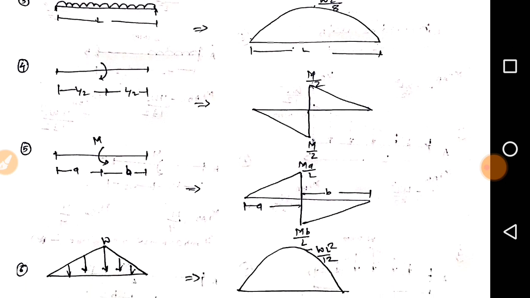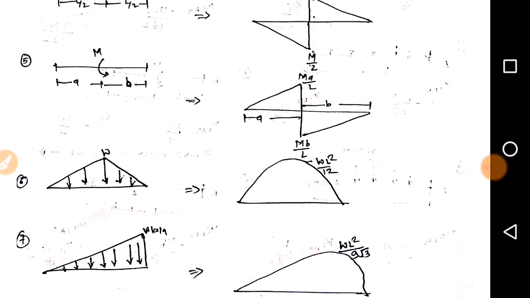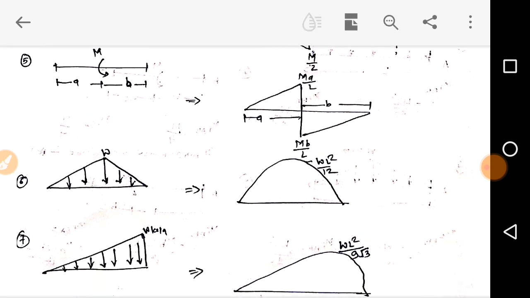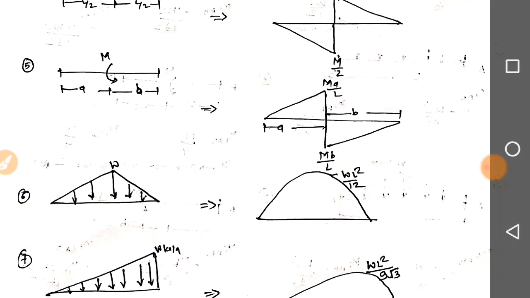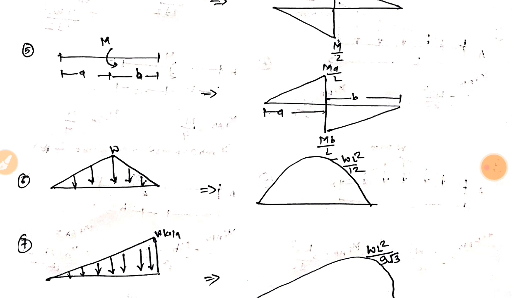Similarly, when an eccentric moment is acting, what will be the free bending moment diagram? It will be the same. Anti-clockwise acting, so the left portion will be at the top, and the right portion will be at the bottom. So Mb upon L, Ma upon L. Ma upon L is at the top, Mb upon L is at the bottom. Similarly, when UVL is acting, that is symmetric loading UVL, it will be a third degree parabola, and the value will be WL square divided by 12, that is the maximum bending moment value.